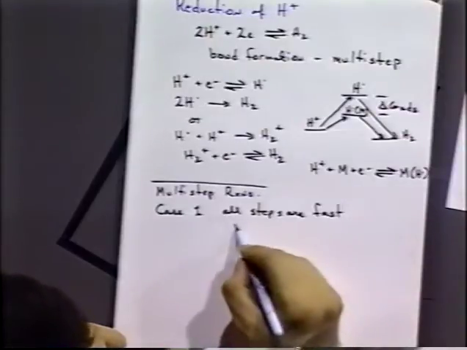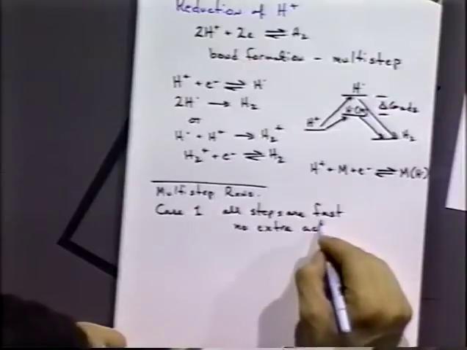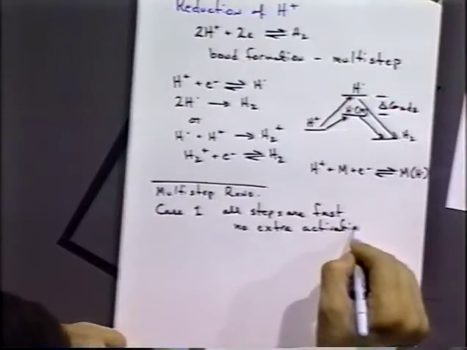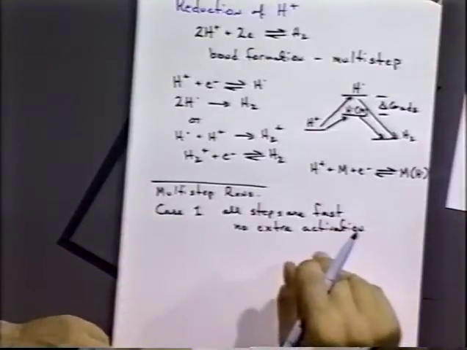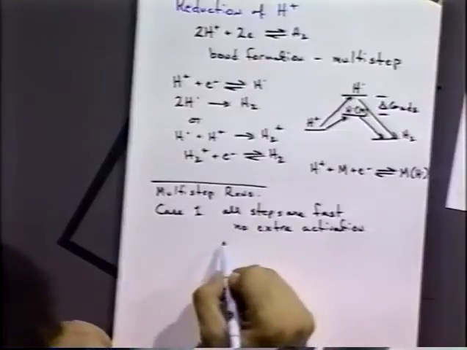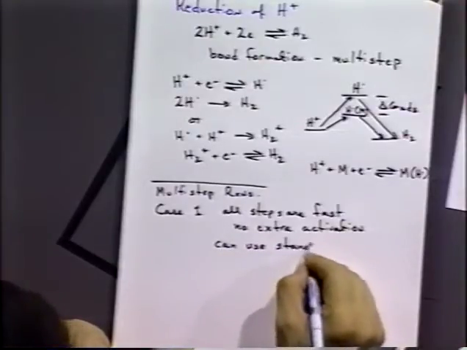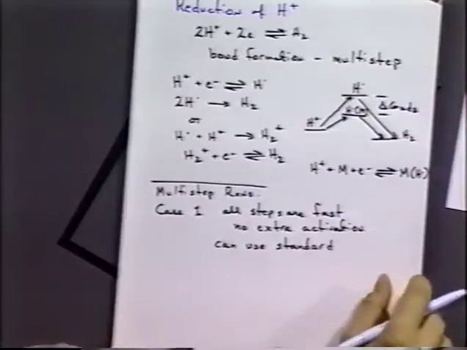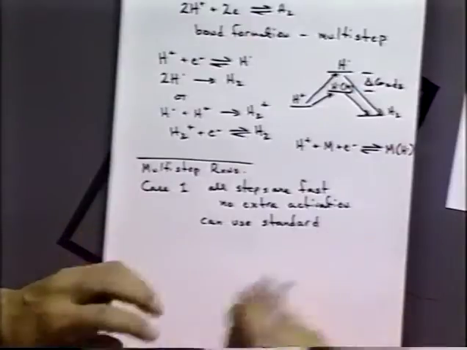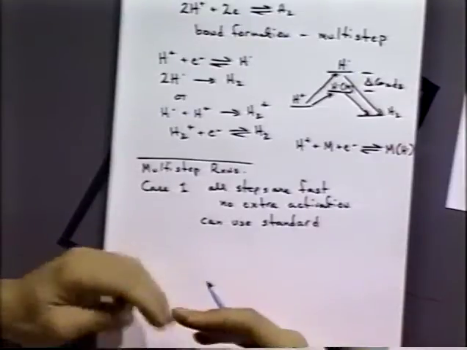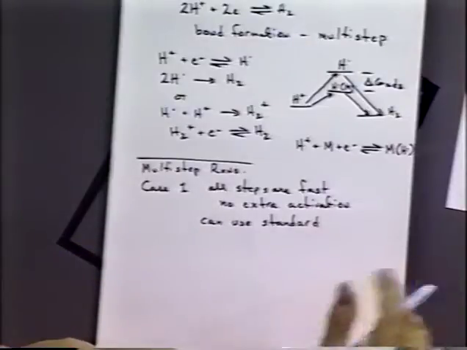There's really no extra energy required. No extra activation energy is required because we've already put in enough energy to get to the one state to do all the rest of the process. In that case, we can use the standard formulation. In other words, we can write the Butler-Volmer equation and put in for N2, and that would give us the proper result. In other words, the rates of reaction are fast enough that we can do that.